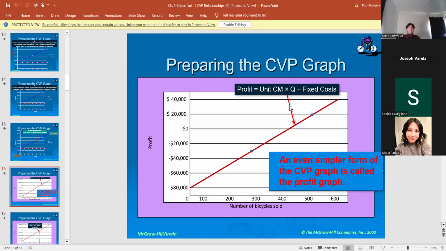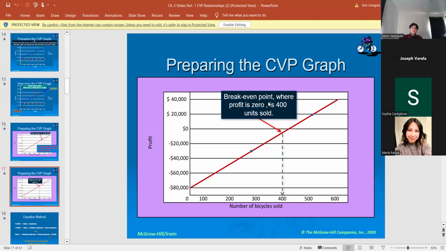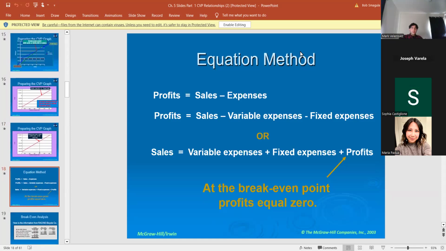Profit equals the unit contribution margin times the quantity minus the fixed cost. They sell one unit at $200 and the fixed cost was $80,000. You lose $79,800. They sell 1,000 of these things, then you're really talking. You're up to $200,000 minus the 80, whatever. Break-even point where profit is zero. The graph will give that to you.